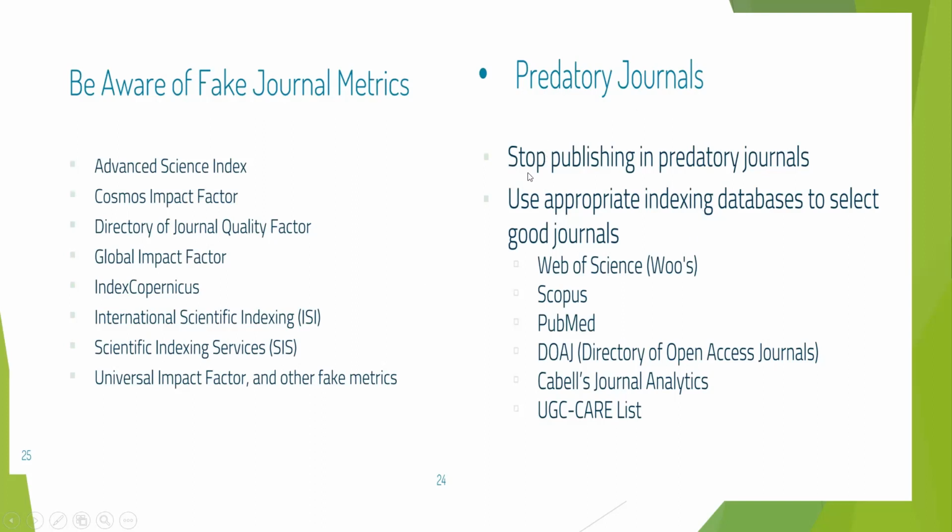It's your decision that you should stop publishing in predatory journals. You should always choose a good journal to publish whatever research you have done. It doesn't matter if it's a small but quality research, it must get published in a good journal. So use an appropriate indexing database to select. So how are you going to find out a good journal?